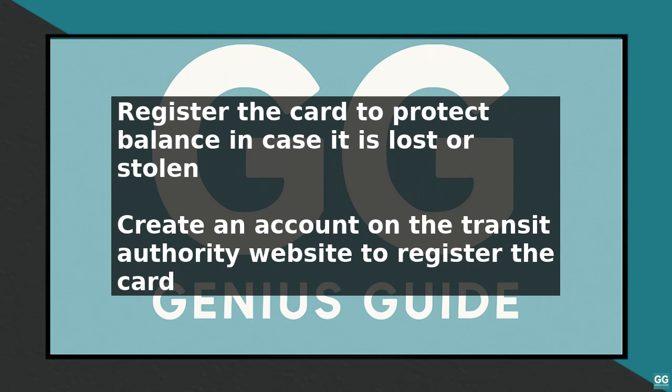After registering, add funds to your card. You can do this online, at a transit retailer, or at a ticket vending machine. The minimum amount you can add is usually $5.